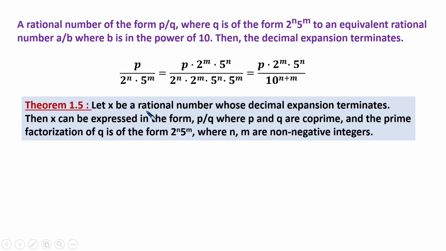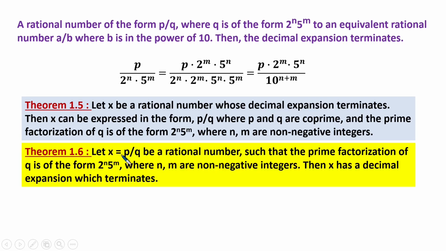Now the theorem: let x be a rational number whose decimal expansion terminates. So this can be expressed in the form p by q, and since it is terminating, the q can be expressed in terms of 2 to the power n into 5 to the power m, where these are integers. The converse is also true. If q can be expressed in this way, then the decimal expansion terminates. So this is the next theorem.